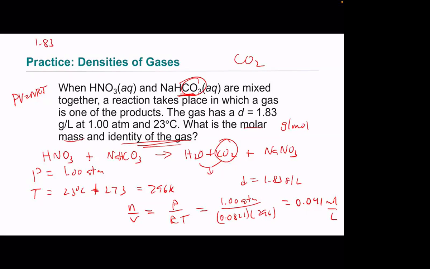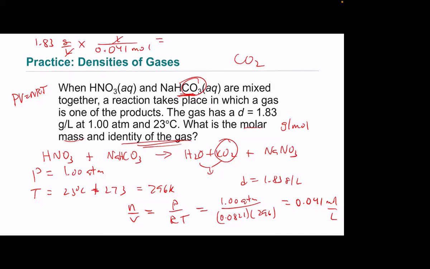1.83 grams per liter times, and I need to get grams per mole. So I'm going to get rid of the liters. So I'm going to say 0.041 moles per liter, right? That's going to give me the grams per mole, which is the molar mass. And it should be about 44 because we know the gas already is CO2.